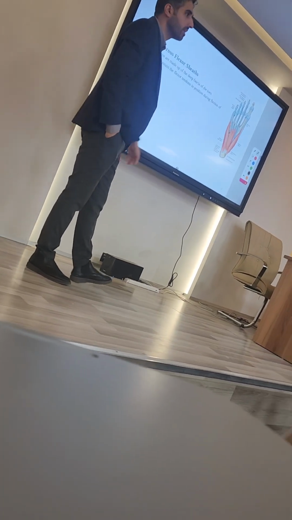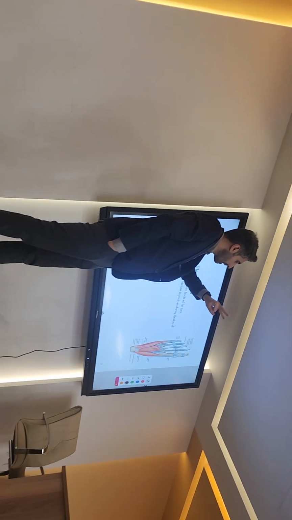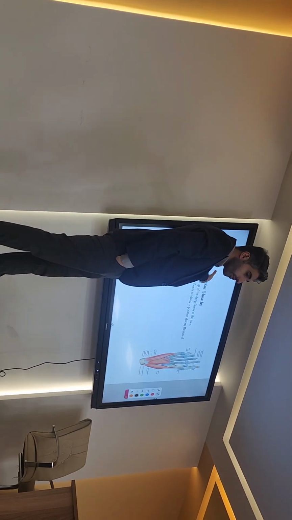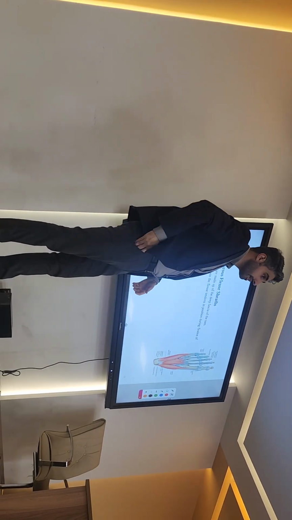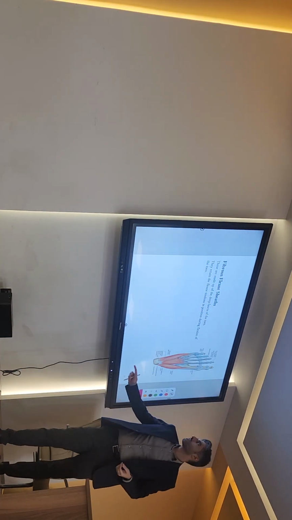Fibrous flexor sheath. This is from deep fascia. So deep fascia has three structures: plantar aponeurosis, fibrous flexor sheaths, and deep transverse metatarsal ligaments.